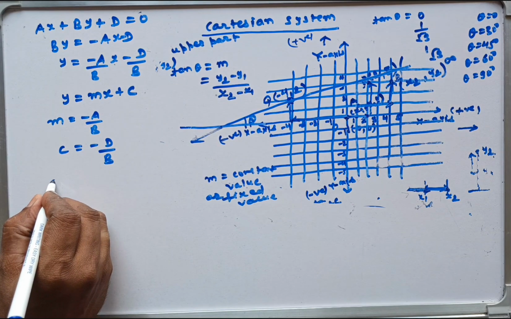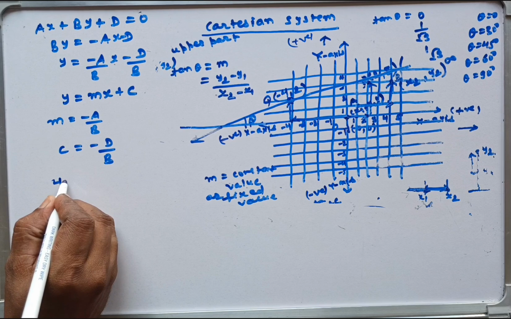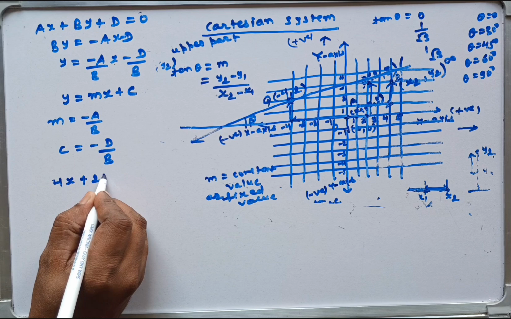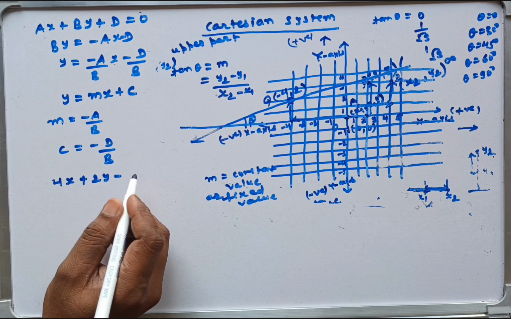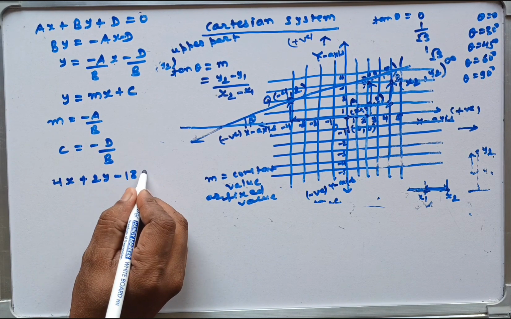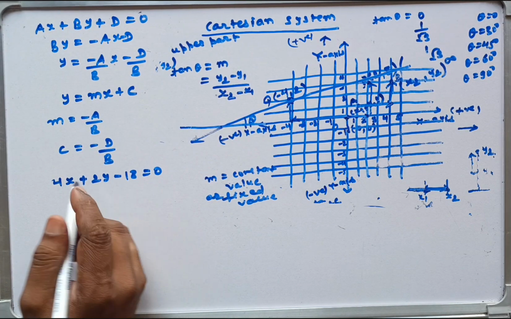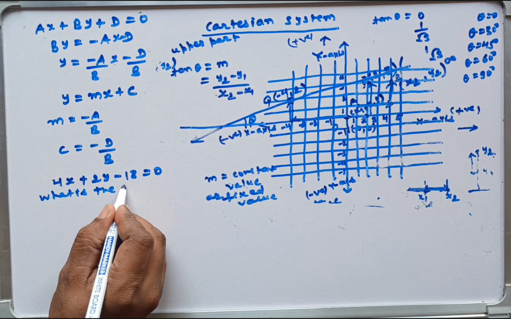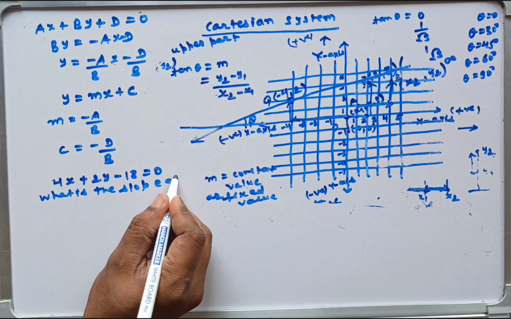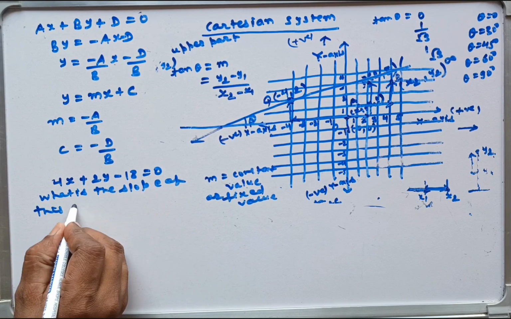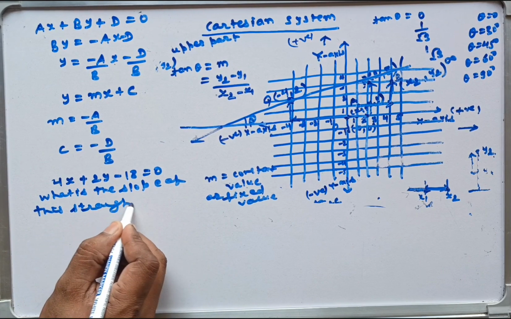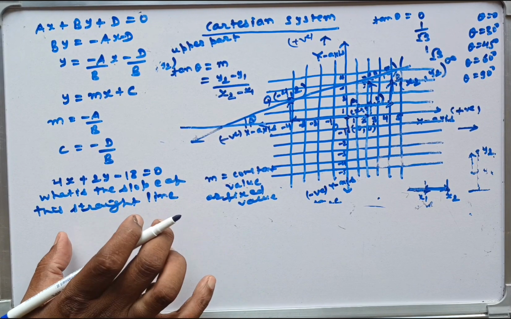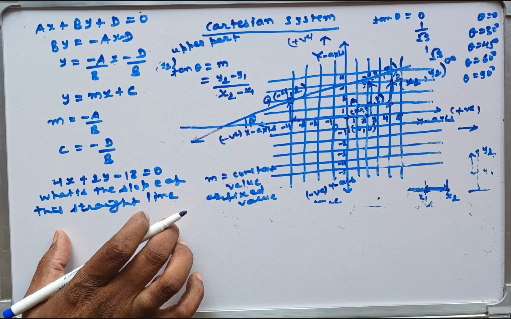Okay, consider the equation 4x plus 2y minus 18 equals 0. Then what is the slope of this straight line? How could you find the slope of this straight line?